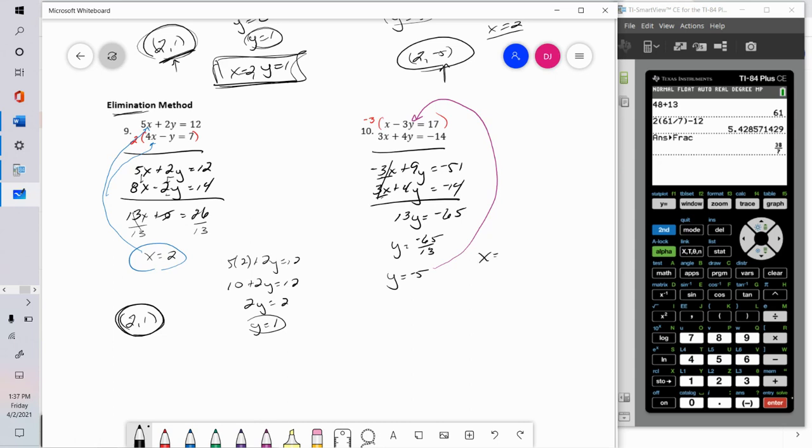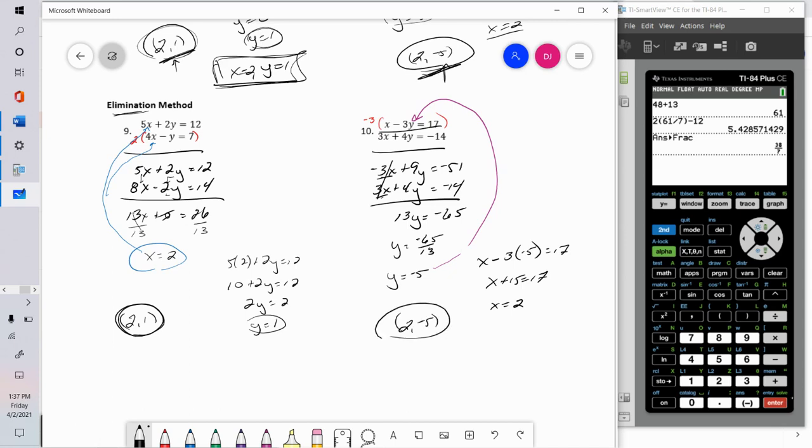So x is equal to the -3 times the y value of -5. I'm sorry, y. I did that wrong. I've got x minus, this equation is x minus 3 times the y value, which is -5, equals 17. So x plus 15 equals 17, x equals 2. So I still have my solution of 2, -5.